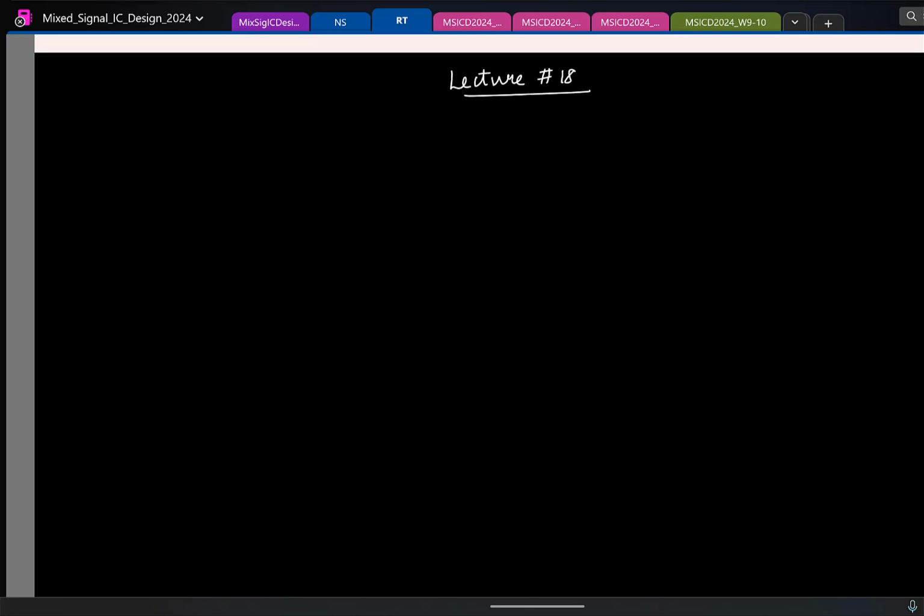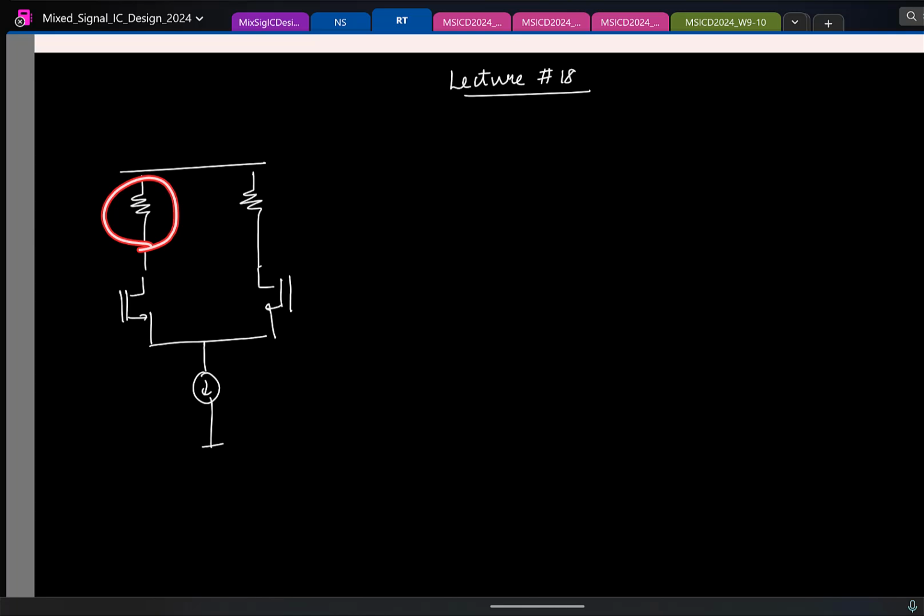So I believe in the last class you guys were introduced to the differential amplifier. Just to give a recap, I guess you started with something like this, and you had a resistively loaded differential pair. Now to increase the gain, instead of using a resistor, what is the thought process? What do you use?